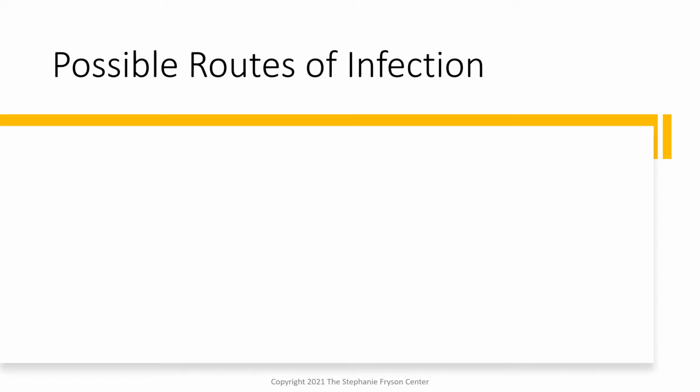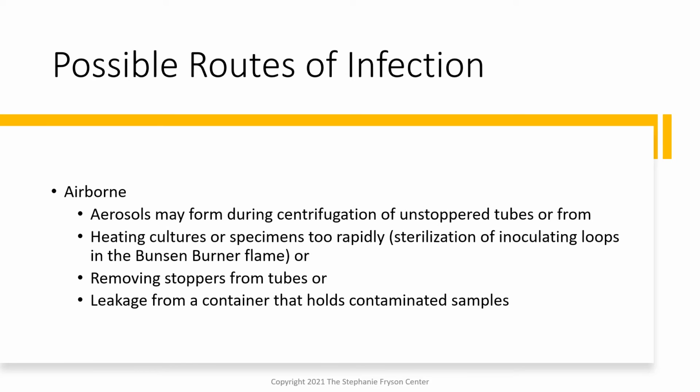So one of the things that we need to discuss regarding safety in microbiology is routes of infections. And you have to know routes of infections in order to understand how you can practice safety in the microbiology laboratory. So one route of infection is airborne, and we went over this briefly in the introduction, but we're going to have a little bit more details.